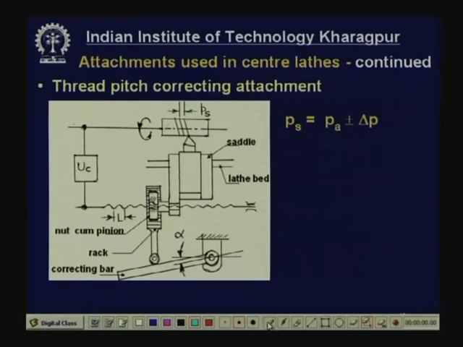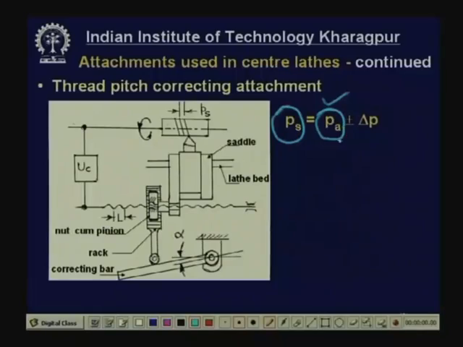sometimes because of some error in the transmission system or kinematic system, the actual pitch on the job we get, P A, is different from what is expected. P S is the stipulated, say 2 millimeter, but because of the errors inside the kinematic system, you are getting slightly high, say 2.1, or slightly less, say 1.9 millimeter pitch. That is the error, so it is plus minus 0.1 millimeter error. Now, what will you do? This is the desired stipulated pitch, this is actual and this is the error.